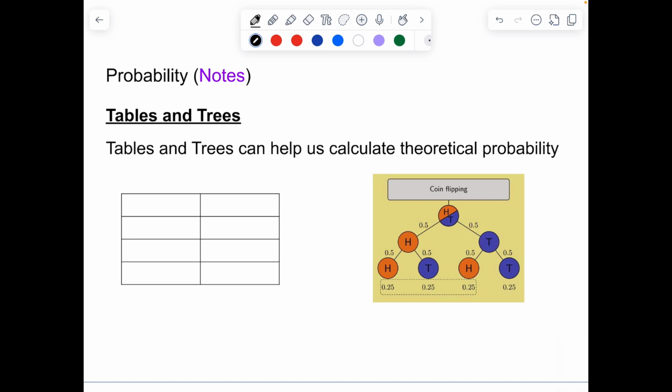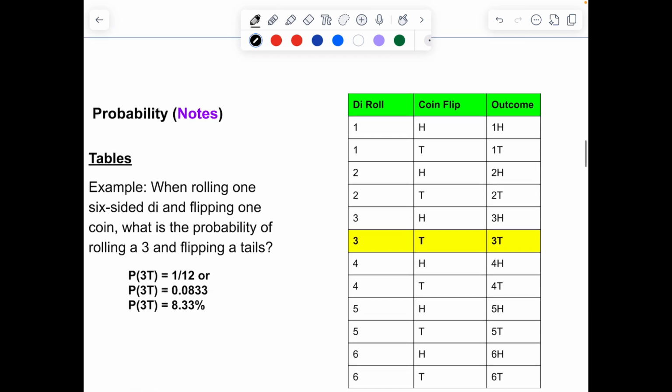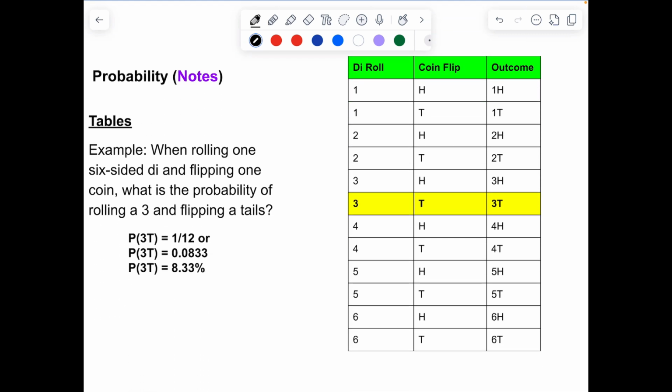We can use tables and trees to help us calculate theoretical probability. We will go into more specific details on this in just a moment. So for example, let's say we rolled one 6-sided die and flipped one coin, and we wanted to find the probability of rolling a 3 and flipping a tails.